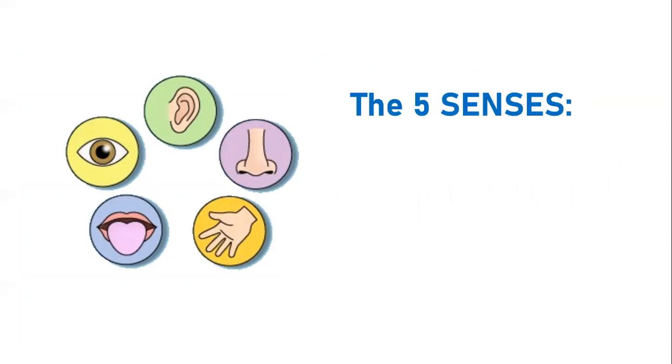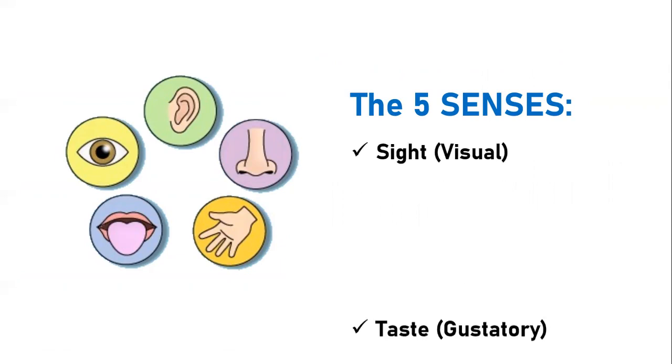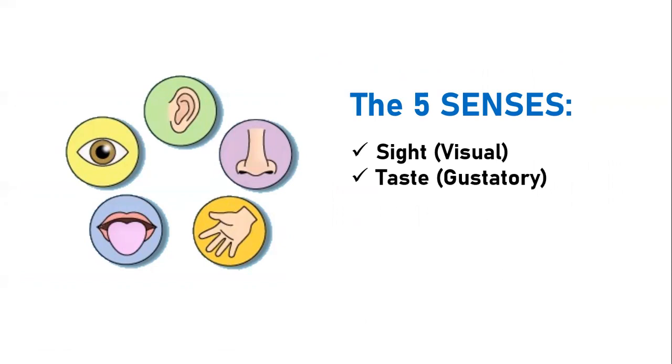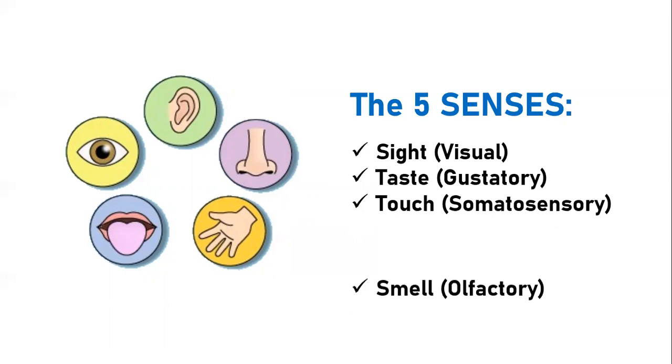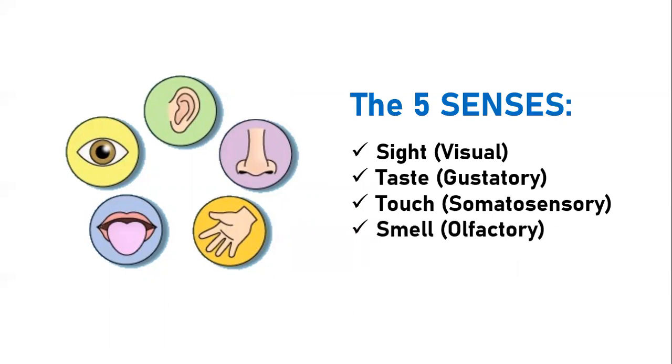Now, in our body, we have the five senses. First, the sense of sight, or visual. Second, the sense of taste, or gustatory. Third, the sense of touch, or the somatosensory. Fourth, the sense of smell, or olfactory. Lastly, the sense of sound, or auditory. Now, all these senses, we are using them every day for us to have this experience when it comes to the physical world.